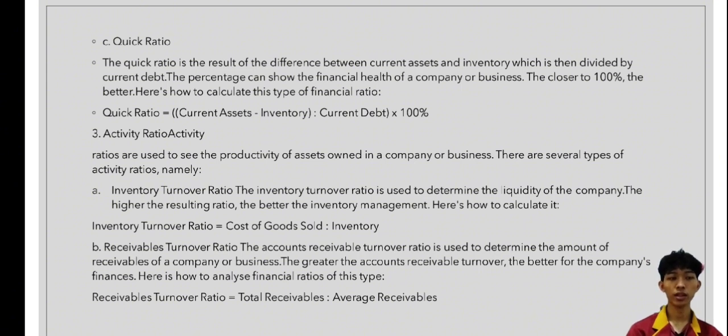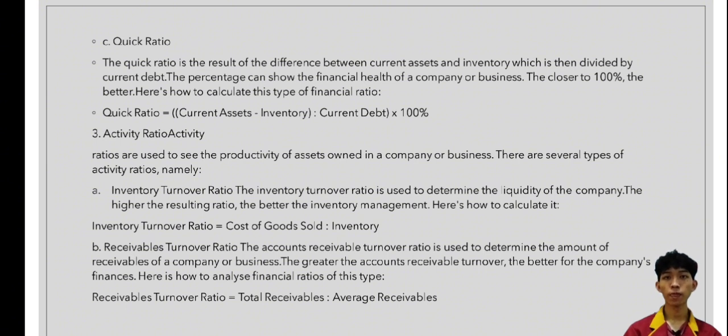The third, activity ratio. Ratios are used to see the productivity of asset owned in a company or business. There are several types of activity ratio, namely inventory turnover ratio. The inventory turnover ratio is used to determine the liquidity of the company. The higher the resulting ratio, the better the inventory management. Here's how to calculate it. Inventory turnover ratio equals cost of goods sold over inventory.